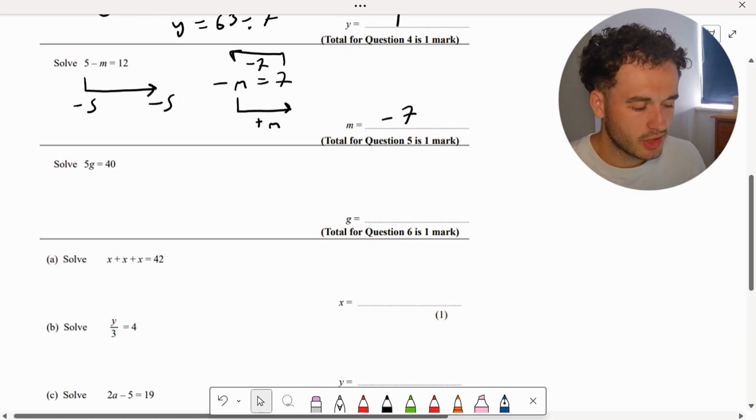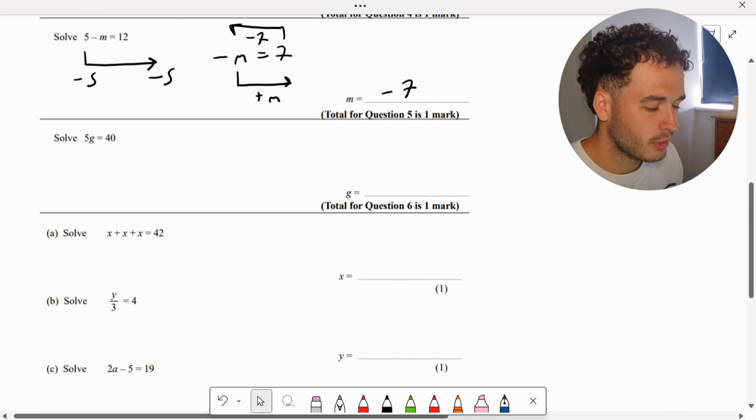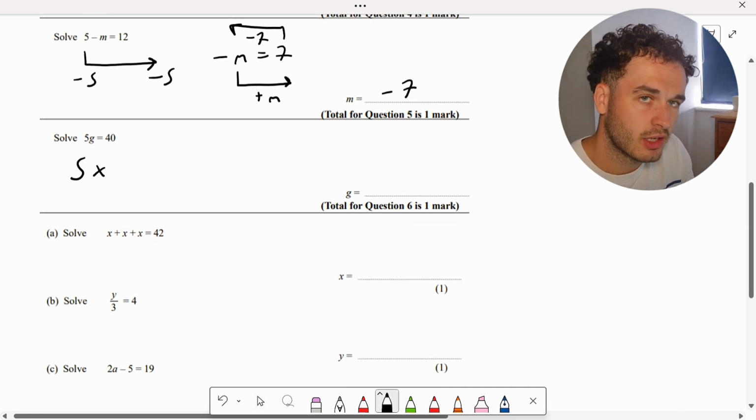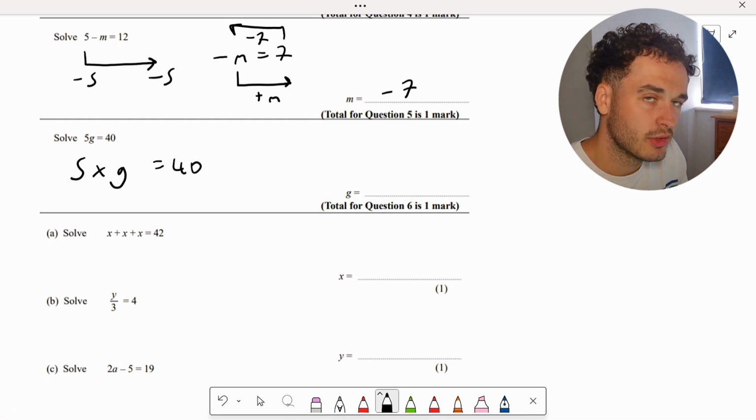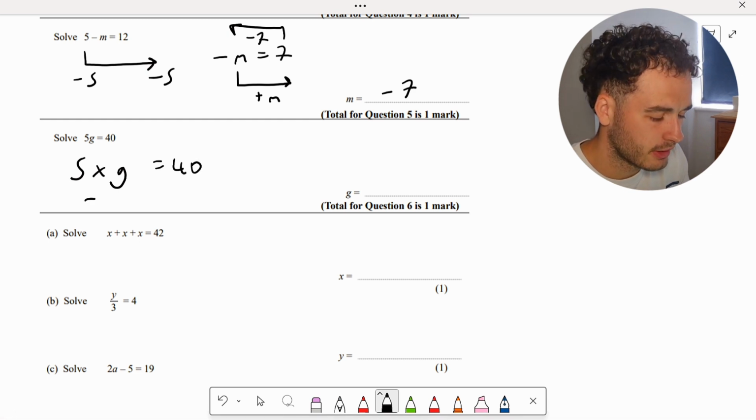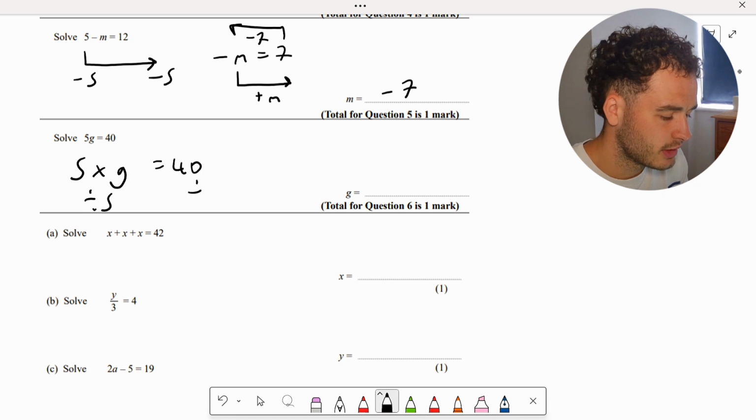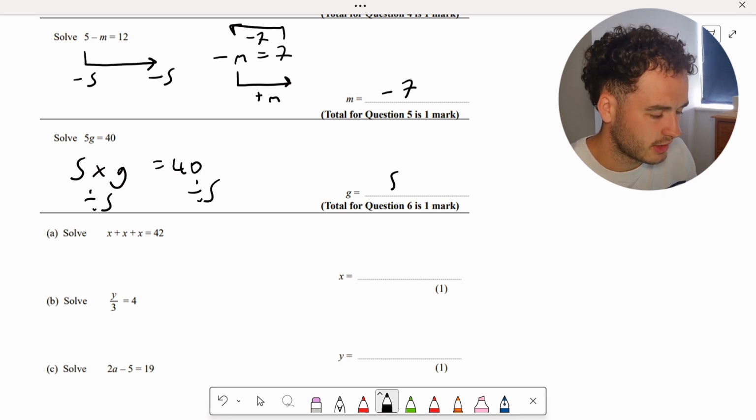Okay, solving 5g is 40. Well, this is relatively simple. 5g is 5 times by g, which equals 40. So what we're going to do to both sides, we'll divide by 5. So 40 divided by 5 is just 8.